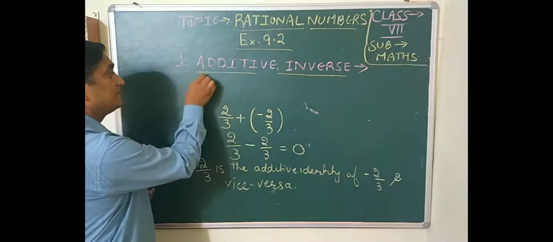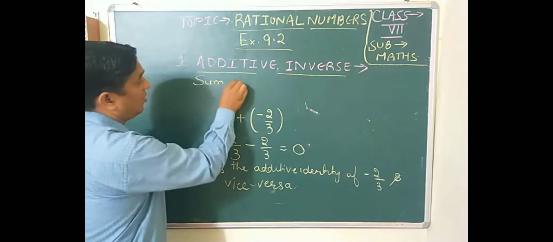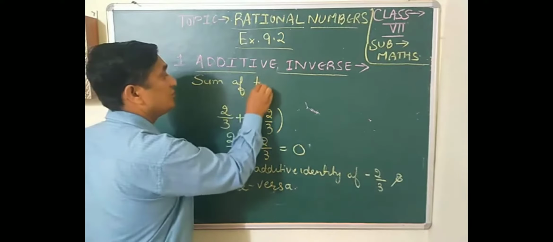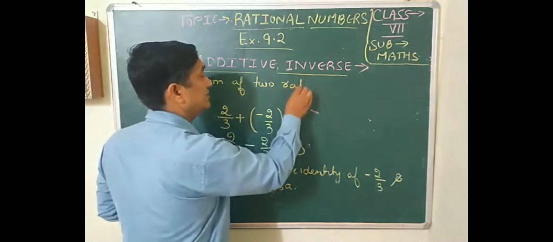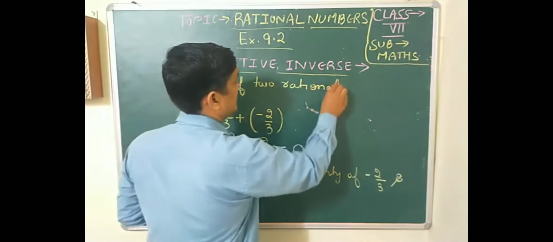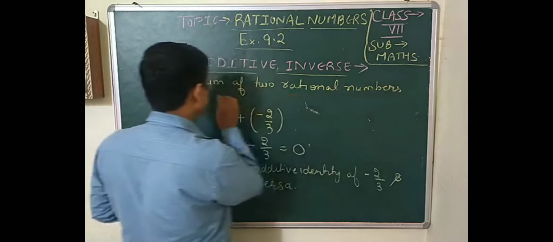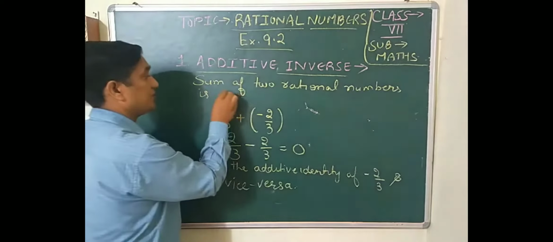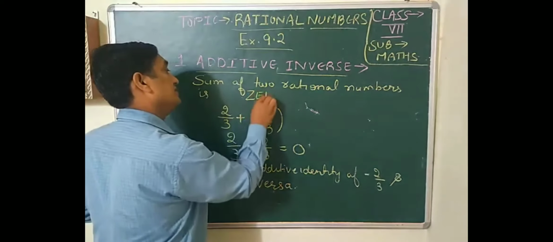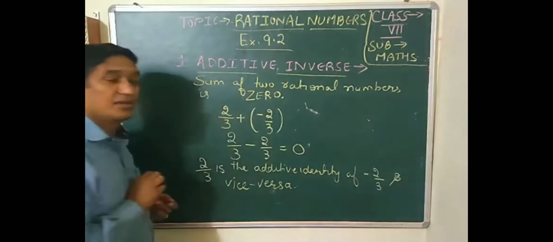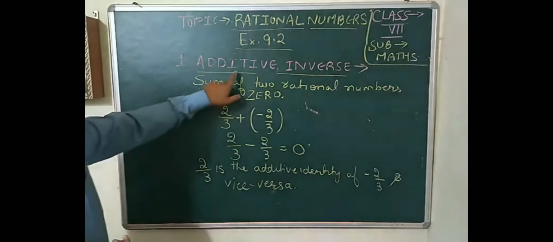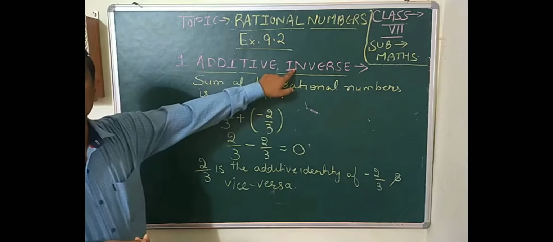Sum of two rational numbers is 0. That is called additive inverse.